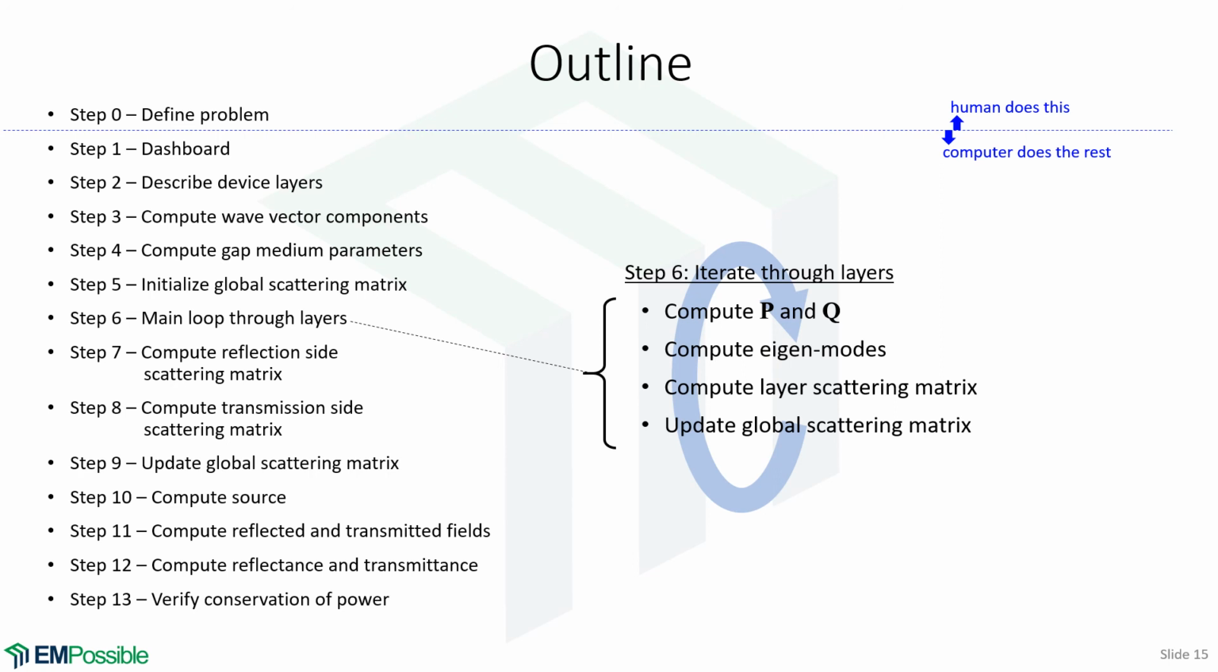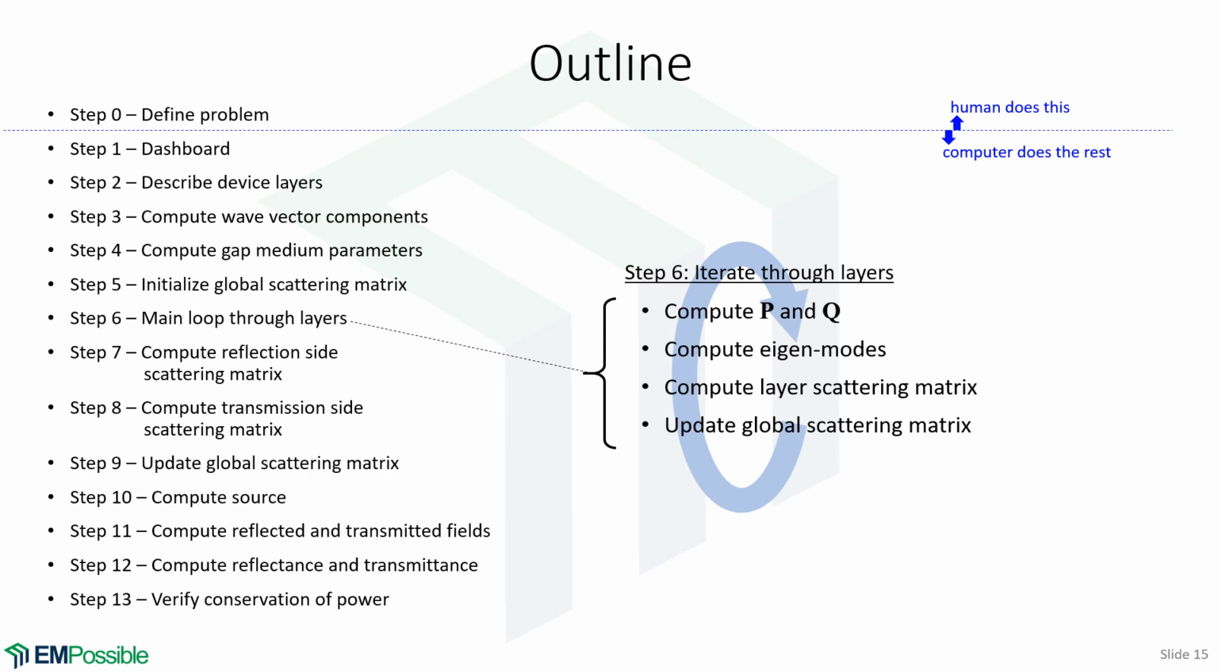Then we go on to step 2. We define the device layers, and we'll store the material properties and layer thicknesses in arrays. So we'll do all that. We then go on and calculate our wave vector components. We know we need that for calculating scattering matrices and later on the transmission and reflection. We need to calculate our gap medium parameters because all of the scattering matrices will need that. We'll then initialize the global scattering matrix.